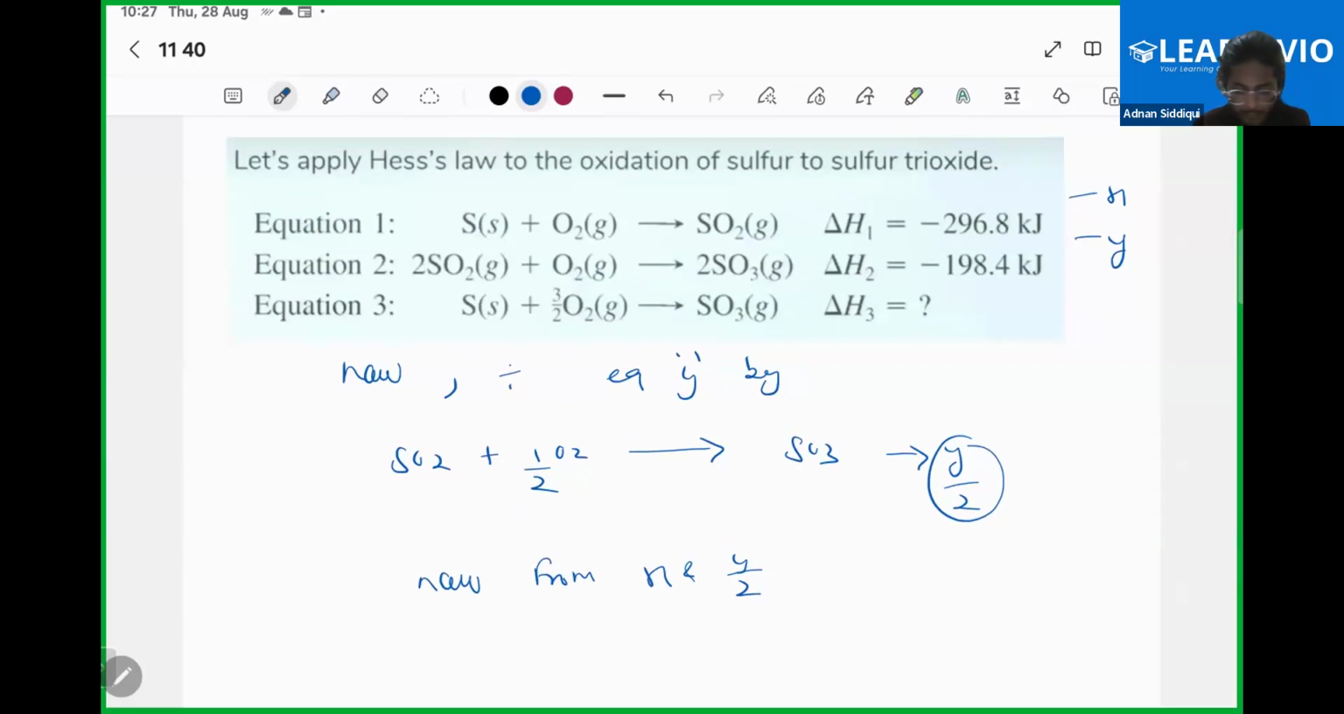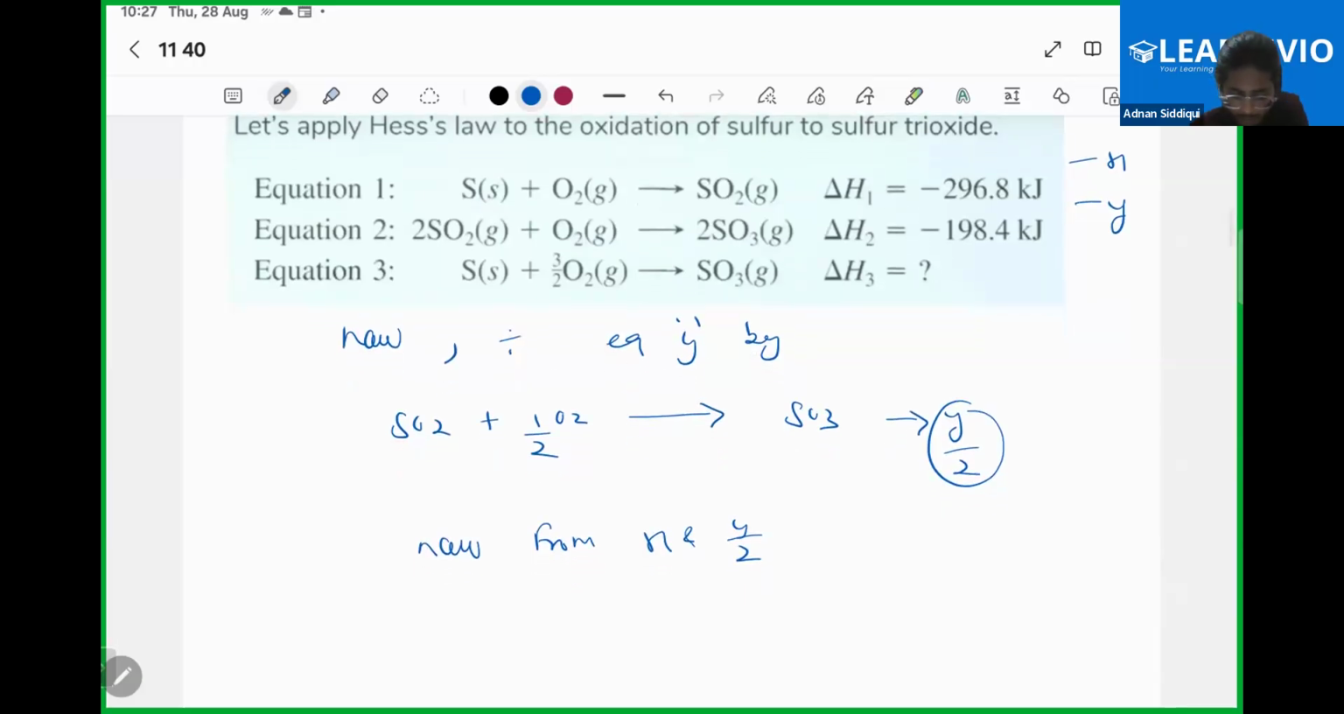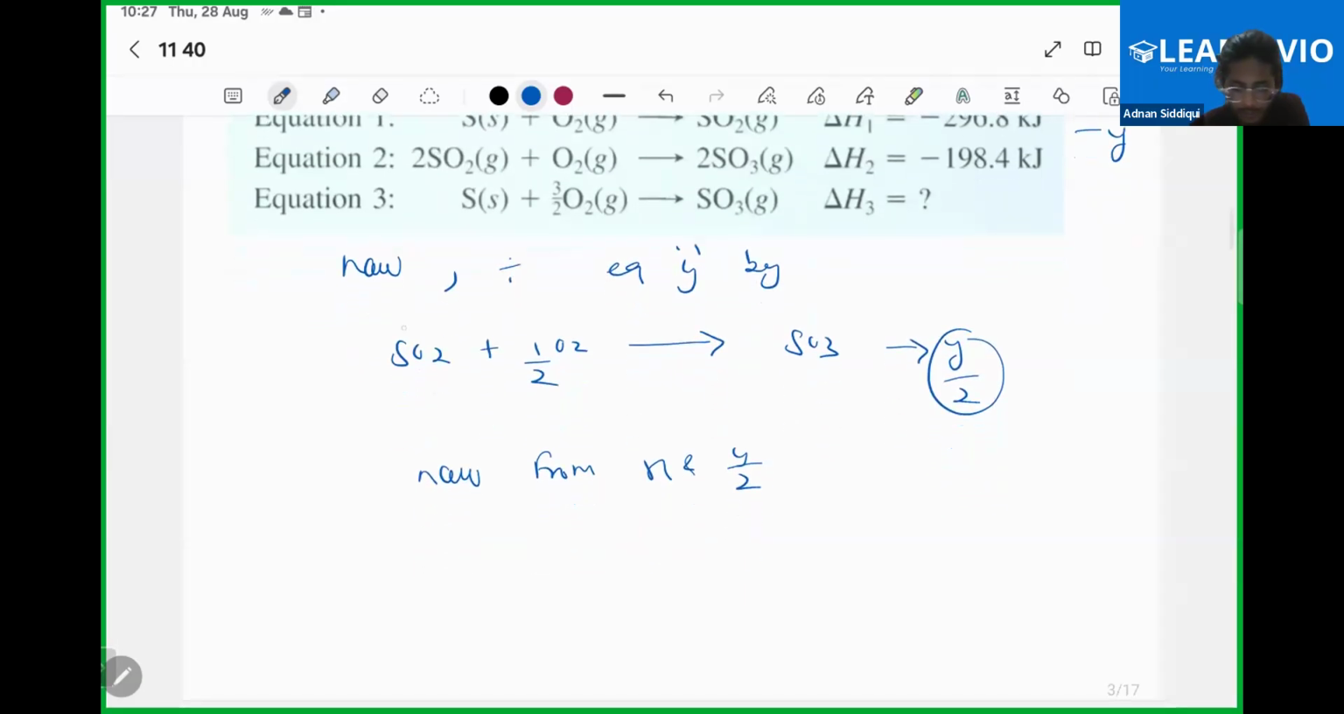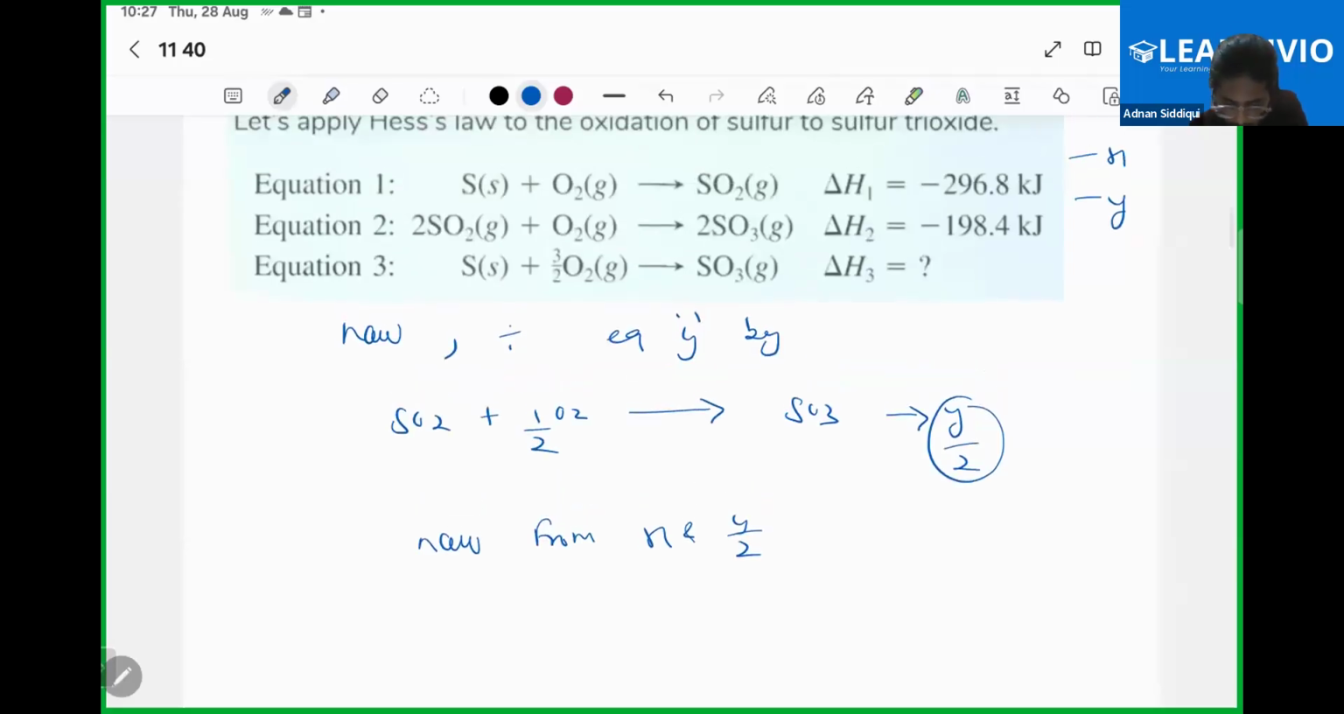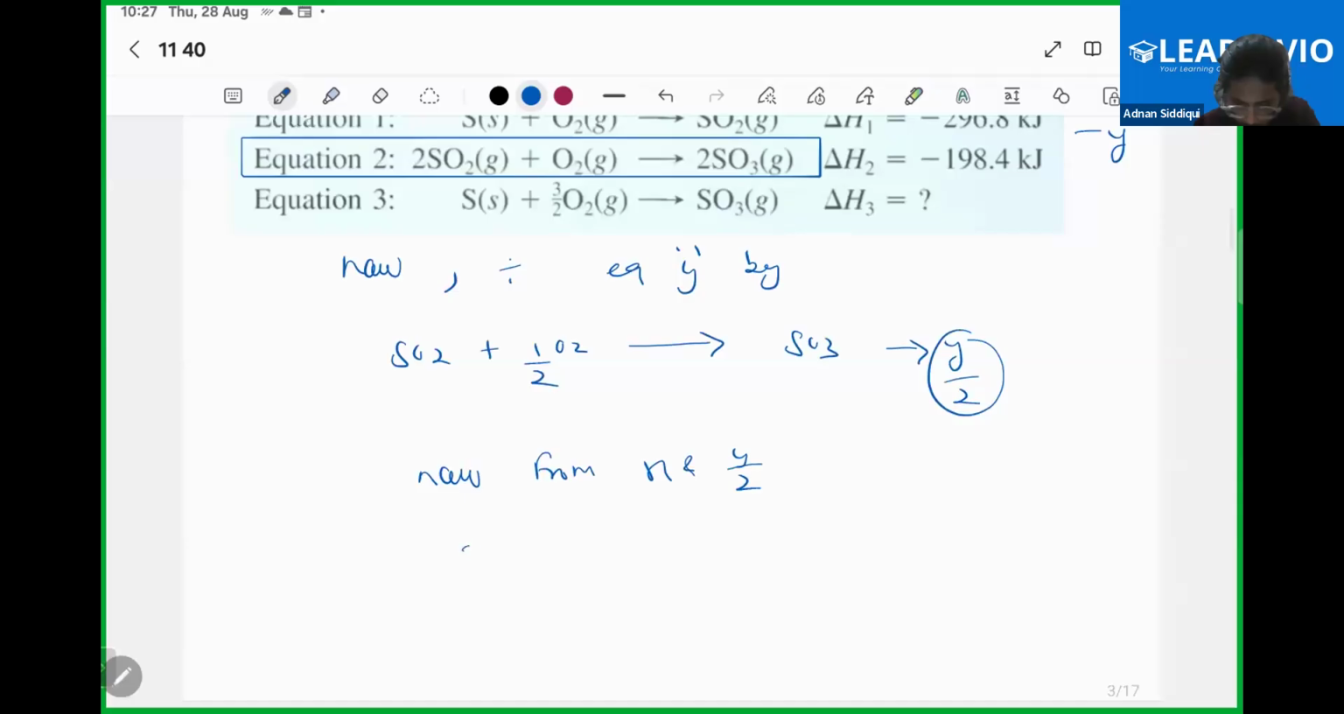Where is my equation 2? This is my equation 2. Focus on this one. If I am dividing my equation 2 by half, what am I going to get? Let me do it. How do you divide the equation by half?